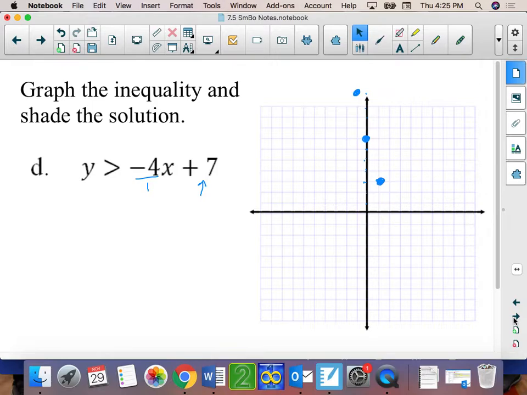Okay? And then we're going to get ready to graph this line. But before we do that, we just want to make sure no equal to part. So we're going to be drawing a dashed line. And then this is a greater than symbol, so we're going to shade above. So we're going to take our ruler, and we're drawing a dashed line here. And we're going to go all the way across. Okay, so here's our line.